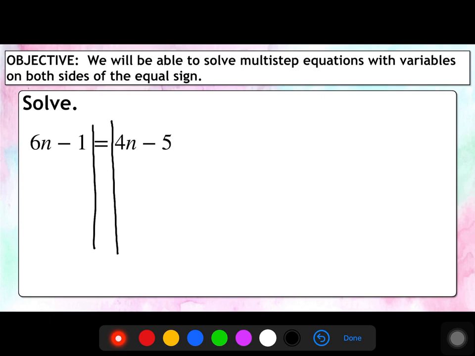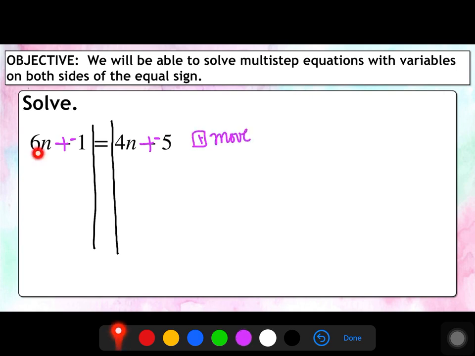All right, so what we're going to do is I'm going to draw my lines in, and I'm going to look and see if I need to simplify anything. And I have 6n minus 1. No simplifying needed there. And then on the right side, I have 4n minus 5. No simplifying there. What you can do is do the plus a negative 1 plus a negative 5, if that helps. It's not really simplifying, but you can do that right now. All right, so we'll just move on to the move phase.